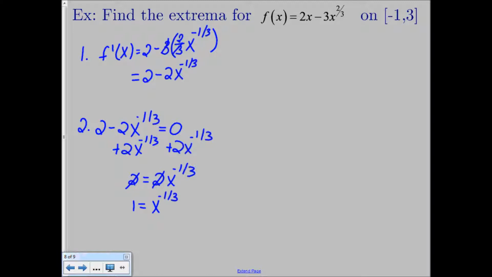Maybe we want to rewrite this so we don't have a negative exponent. So we can rewrite this as 1 is equal to 1 over x to the 1/3, which means that x to the 1/3 is equal to 1 if we cross multiply. We raise both sides to the third power. We're going to get that x is equal to 1. So our only critical value here is going to be x equaling 1. So maybe we'll label that as a critical point.